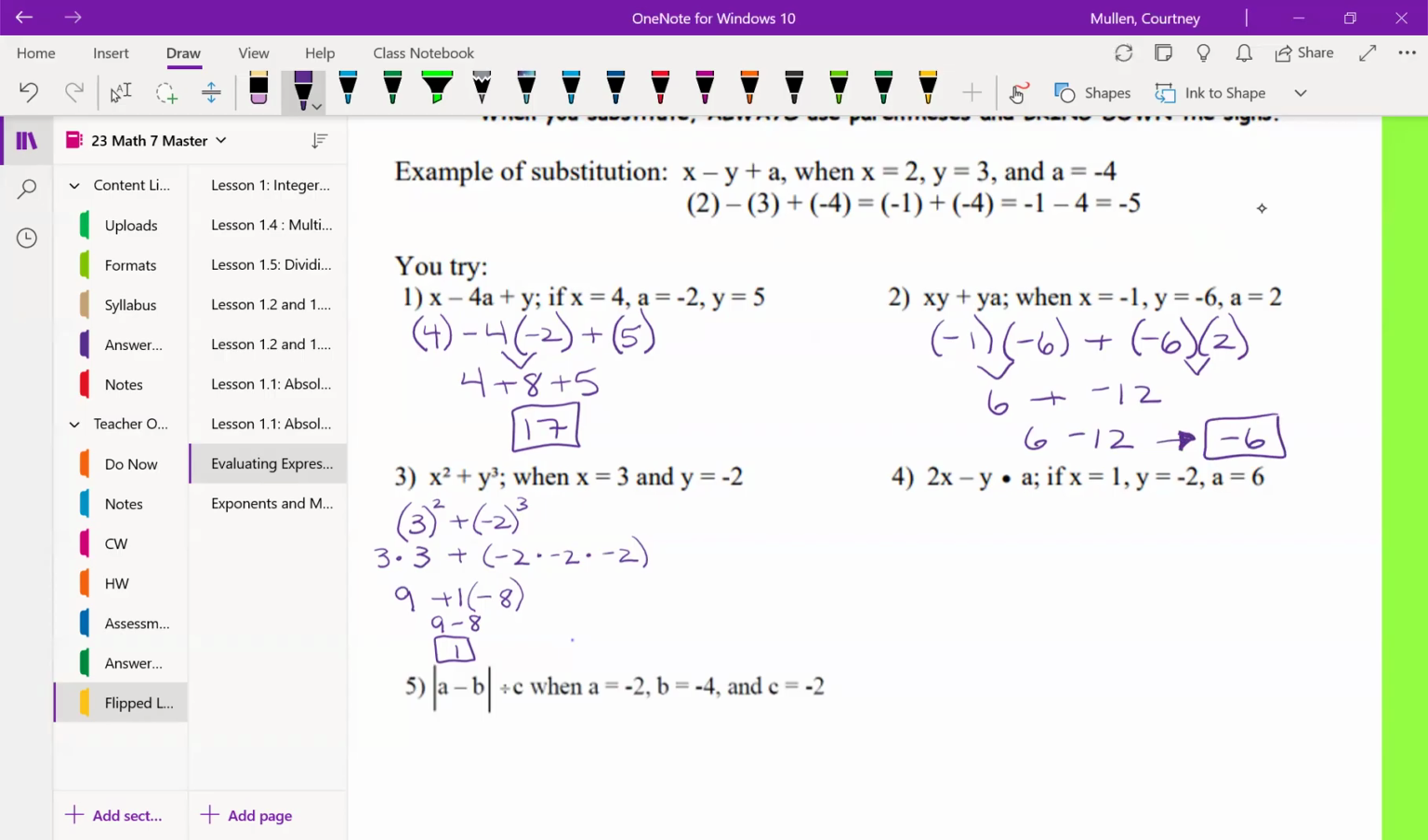Great. The next pop-up question will ask you for your answer on number 4. So try number 4 and then answer the pop-up question that's going to come right now.